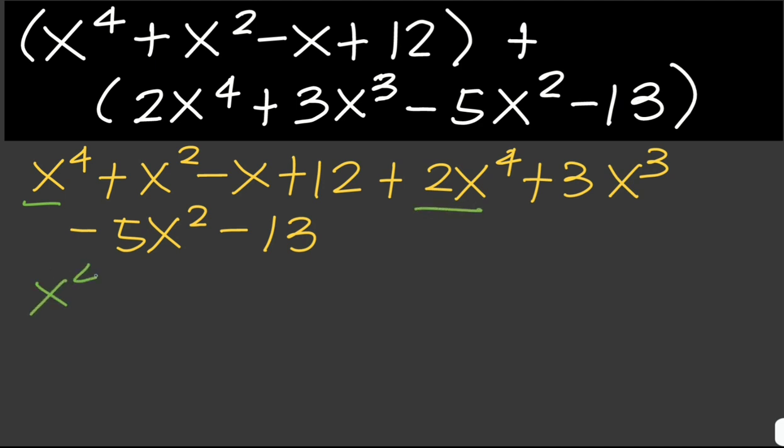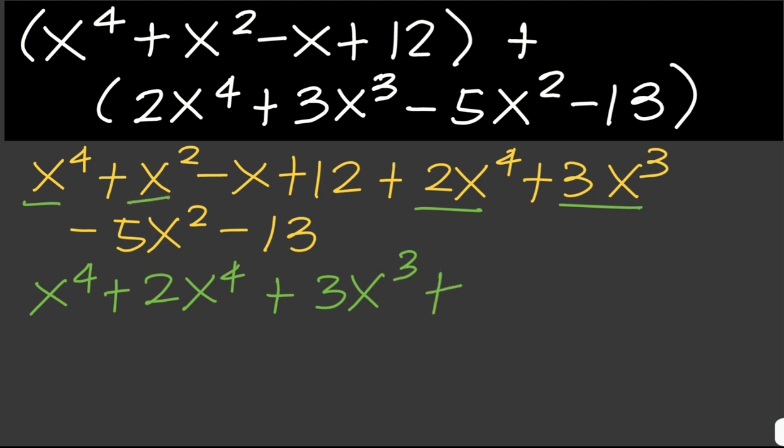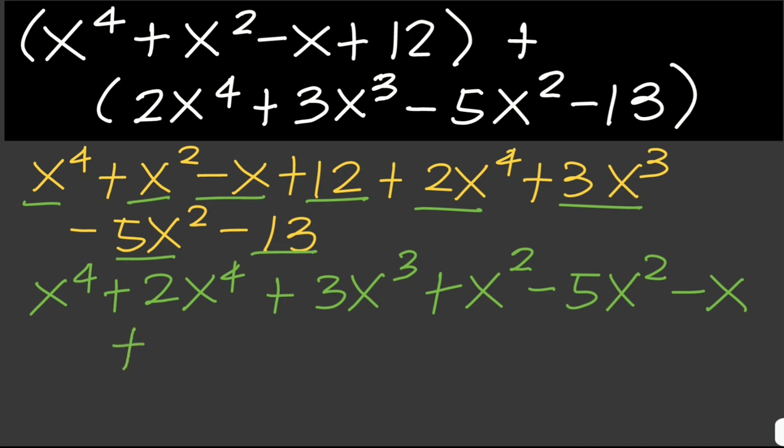So we group x to the fourth and 2x to the fourth, and then we copy 3x cubed, and then we group x squared and negative 5x squared. So plus x squared minus 5x squared. Then we just copy minus x, and then 12 and negative 13. So plus 12 minus 13. And now we can simplify.